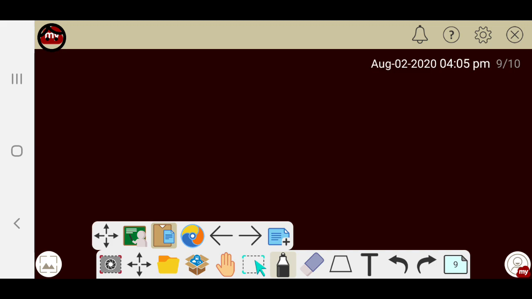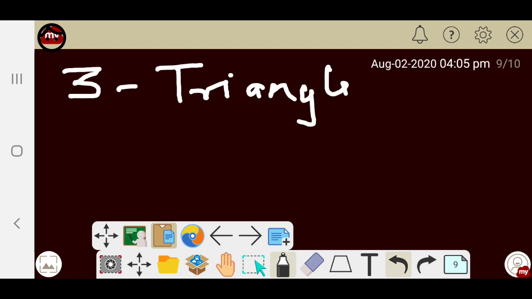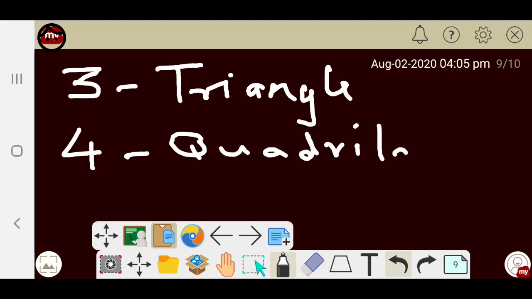You all know that the least-sided polygon is a triangle. That means a three-sided polygon. If there are three sides, that is a triangle. If there are four sides, it is a quadrilateral. I am very sure that you may think, is it a square, is it a rectangle? Yes, if a shape has four sides, we can call it a quadrilateral.